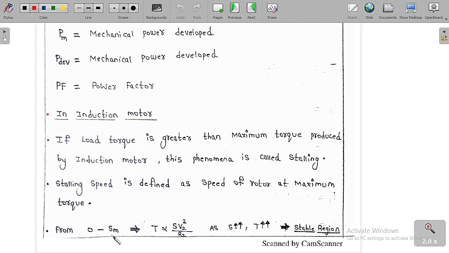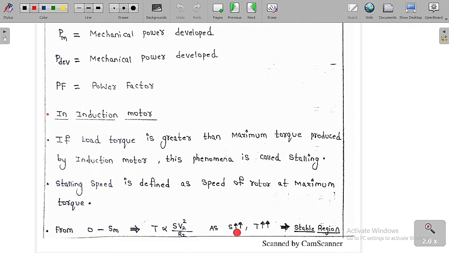Whenever the slip varies from 0 to S_m, it is said to be the low slip region. In the low slip region, I've already told you that (S·X2)² is always lesser than R2², so we neglect (S·X2)². Finally we get torque directly proportional to S·E2² by R2·f. Remember, V2 is nothing but E2, so the same relation holds: torque is directly proportional to S·V2² by R2·f. Here you have to take care of f also, but if we keep the frequency constant, you can write it in either format.